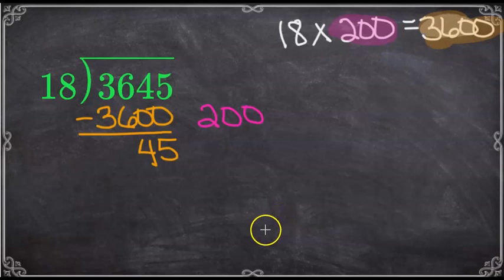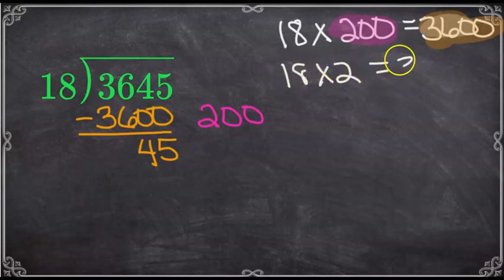So then I'll ask myself, what is something that I can multiply times 18 to get close to 45? Well, 18 times 2 is going to get me close to 45. 18 times 2 is 36. And that's about as close as I can get without going over, because 18 times 3 would put me over 45. So this number will work.